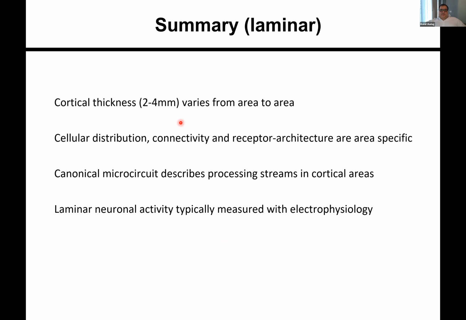To summarize the lamina: we have cortical thickness, which is usually 2 to 4 millimeters. We have cellular distribution, connectivity, and receptor architecture, which are brain area specific. There's a very influential canonical microcircuit, which describes processing streams in cortical areas, but it was mostly developed in cat models and also macaque models, and not actually for all brain areas or all species. There are strong indications that the microcircuit is also brain area dependent. And laminar neuroactivity is typically measured with electrophysiology.